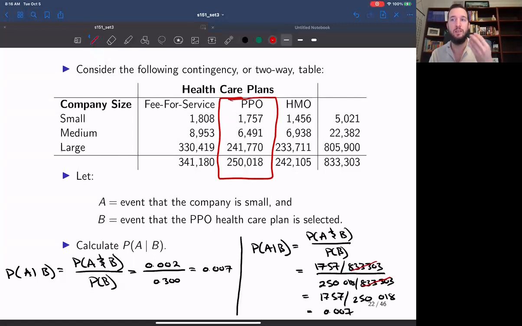Okay, so this is what the condition is applying. We are now restricting from the total sample space to only the PPO section of the sample space. And we are looking for the small companies that have to be PPO. Any questions?